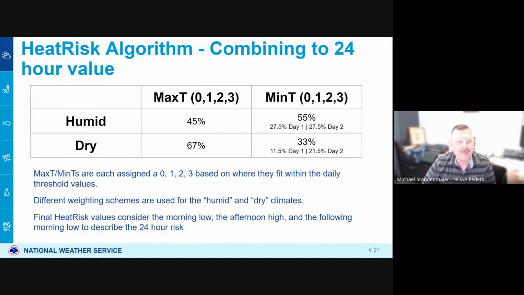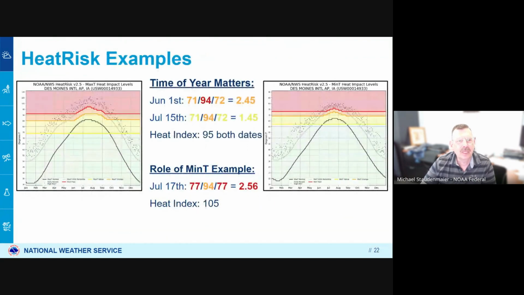We apply a bit more logic to fine-tune that final 24-hour value, especially out east, to again better account for humidity, and then we round it off, and the integer value is the final result. Okay, let's go through a couple of quick examples working through the 24-hour equations. We'll focus on Des Moines, Iowa for this.